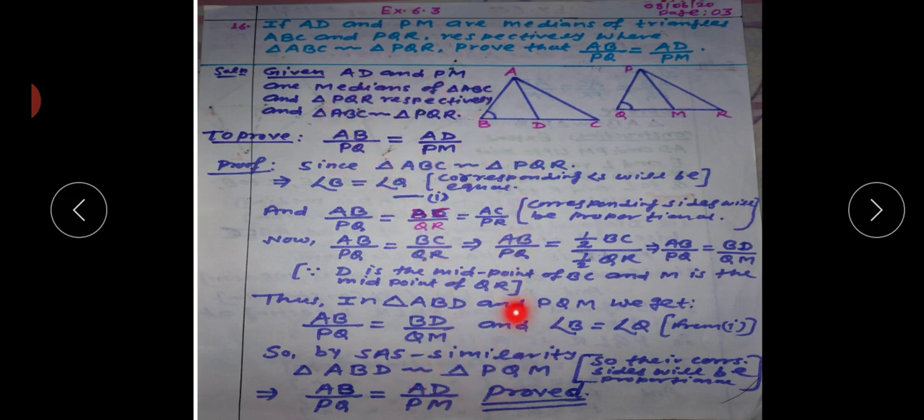So we have proved the required question. It has been proved here. AB upon PQ has become equal to AD upon PM because triangle ABD is similar to triangle PQM, and then their corresponding sides will be proportional. That's all for today. We will study the theorem based on areas of two similar triangles in the next class.